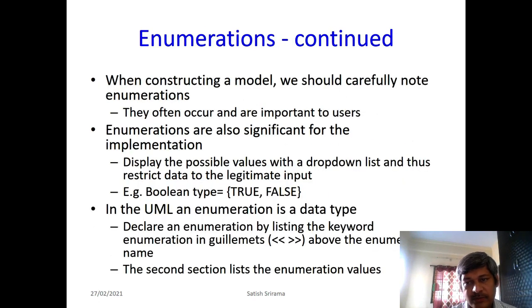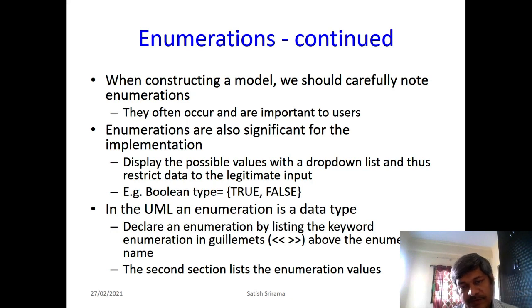When constructing a model, we should carefully note these sorts of enumerations. They often occur, and they are very important to the users. For example, if you are developing some application about a calendar, then the seasons are four: winter, summer, autumn, and so on. These can be represented as an enumeration, or even, for example, the months of a year: January, February, until December. You can put them as enumerations. Any finite set of values, it is good to represent them as enumerations.